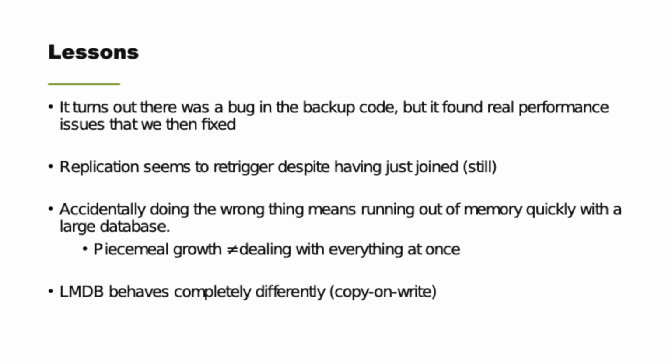So one of the things I learned was that accidentally doing the wrong thing means running out of memory very quickly with a large database. In the case where you have a domain set up, there's no data in it, and you just add users to it slowly, it all mostly works, generally speaking. But if you have a fully fledged domain with all the users and then try to join something into it, that's completely different. It's not the same problem. It's completely different code paths.